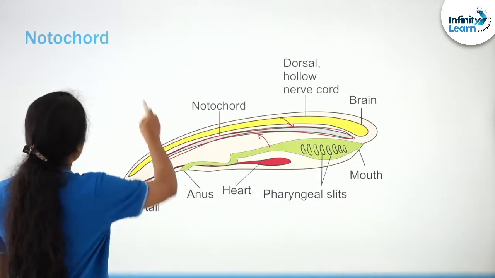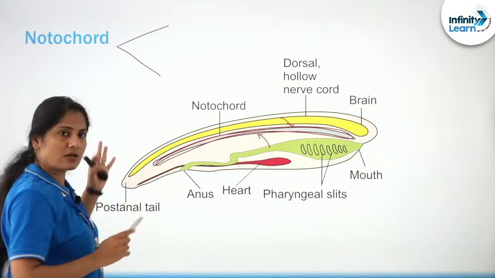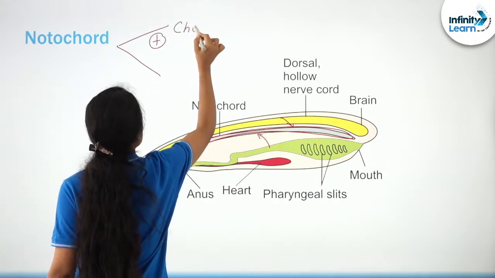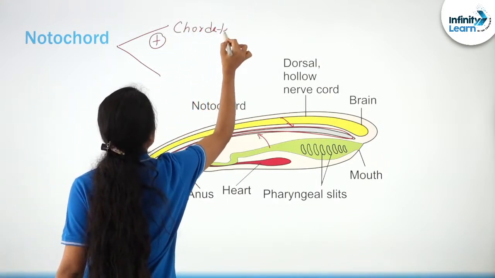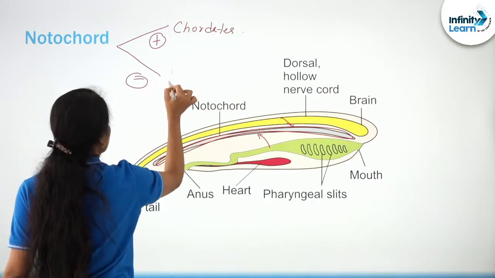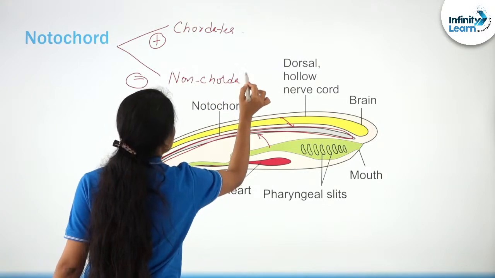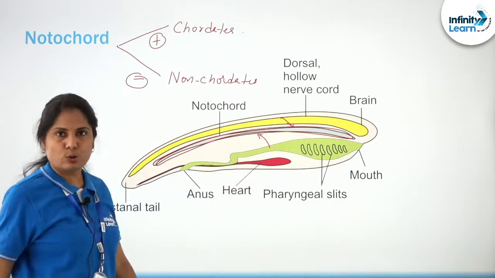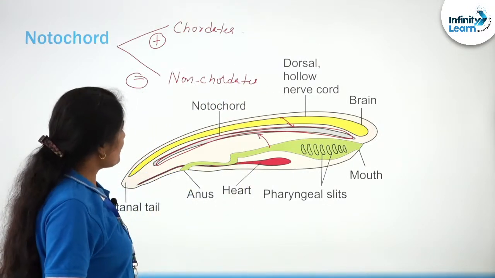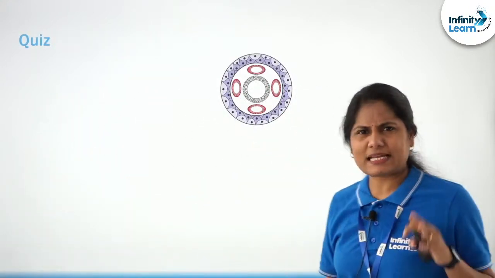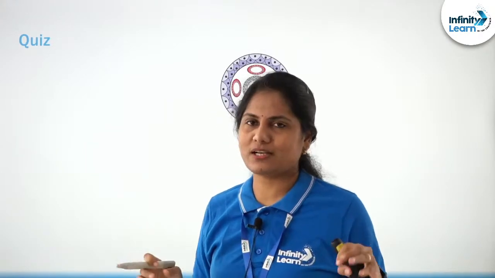So what do we divide the organisms into based on whether or not the notochord is present? If it's present, we call them chordates. If it's absent, we call them non-chordates. They do not have the notochord, right? So then we have the little quiz that I have prepared for you, just so that you carry on.